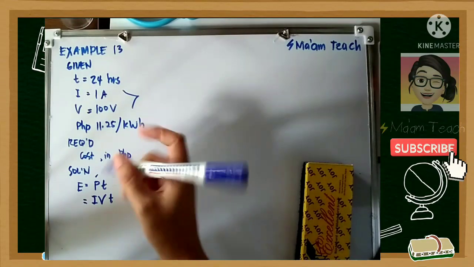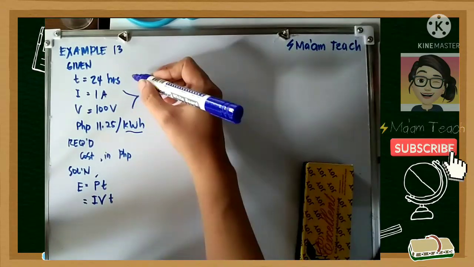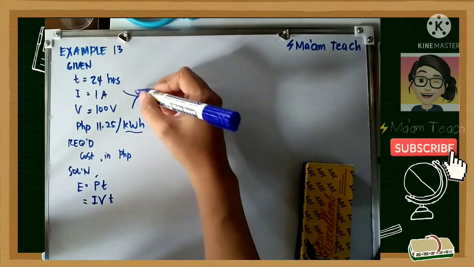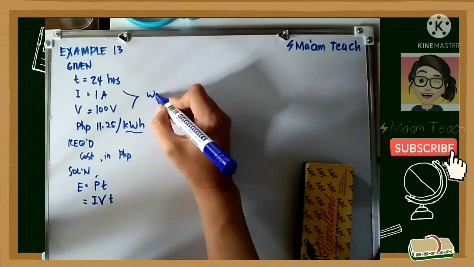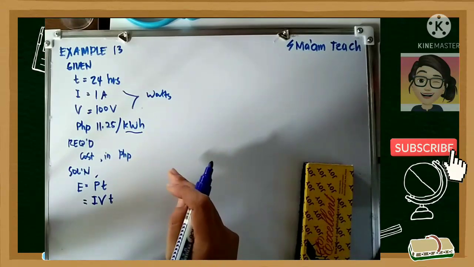Okay? So since our energy here is in kilowatt hour, and since this is volt and ampere, the volt and ampere is equivalent to watts. Okay, so we have to divide our answer later to make it kilo.